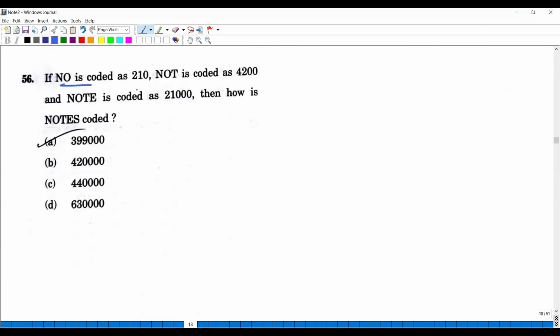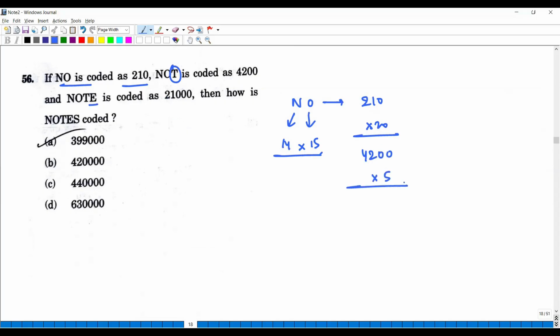If NO is coded as 210, it is the 14th alphabet and the 15th alphabet. The relation between 14, 15 and 210 is 14 into 15 is 210. And T is 20th, so into 20, if I do it, it will be 4,200. And then after E is added, into 5, this one is T, this one is E. If I do into 5, I'll be getting 21,000.